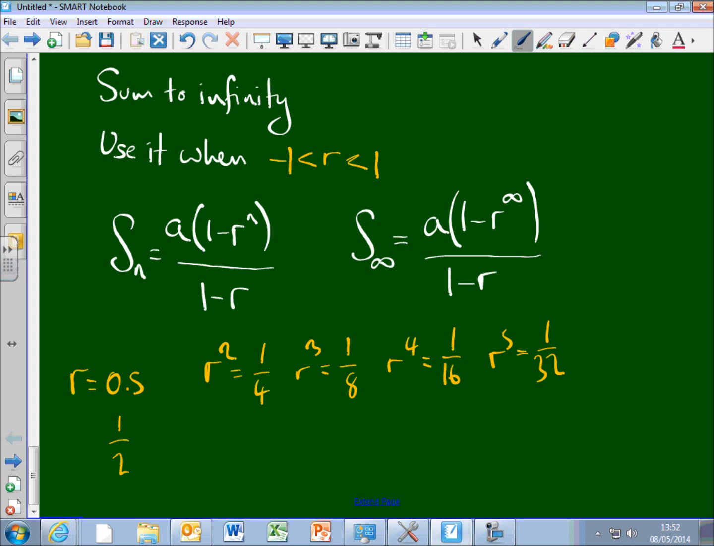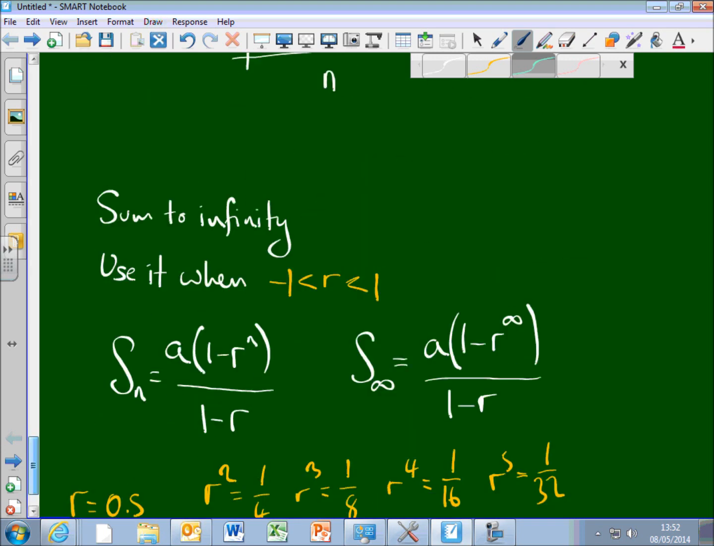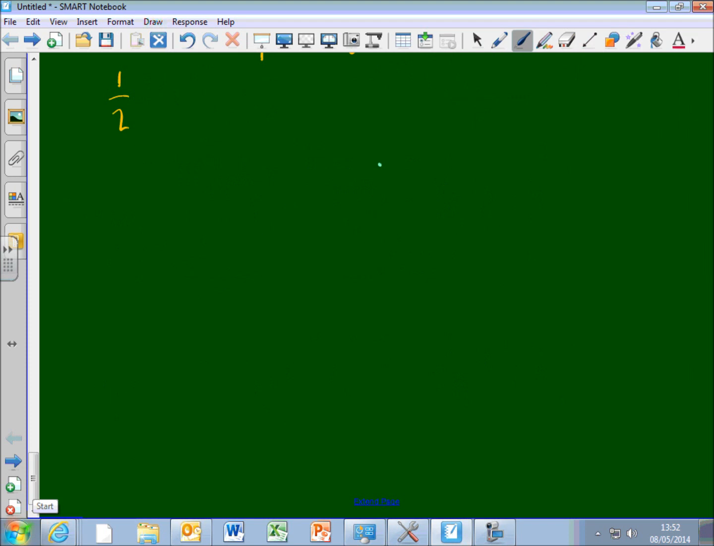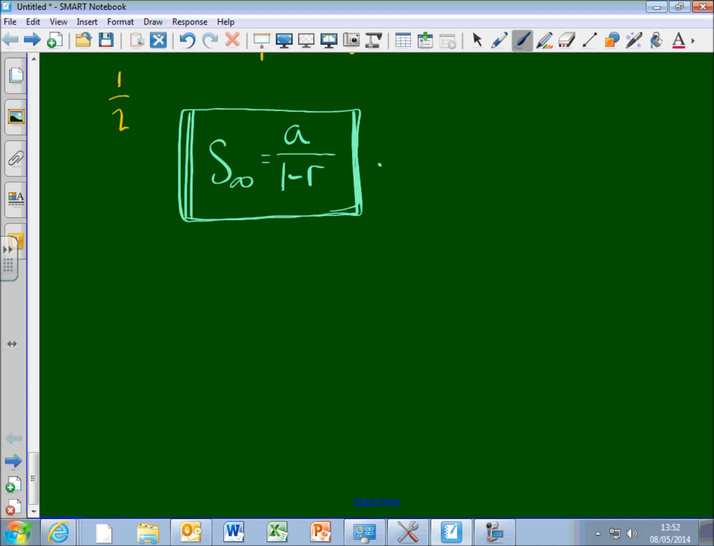Perfect. So this formula is just going to change to: the sum to infinity is going to be a times 1 minus 0. Well, what's 1 minus 0? 1. So the formula just becomes a times 1 over 1 minus r, because that r to the power of n has gone out of the equation. So that there is called the sum to infinity. It allows you to tell me, if I keep adding them up, I'm going to get to an actual value. But it only works if r is less than 1 and greater than minus 1.